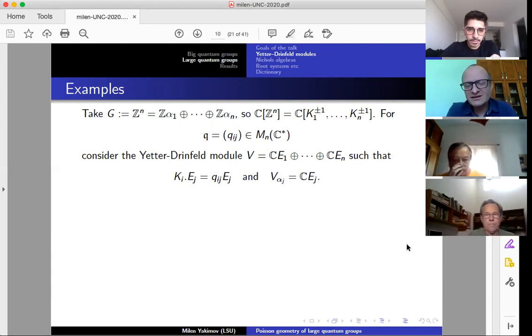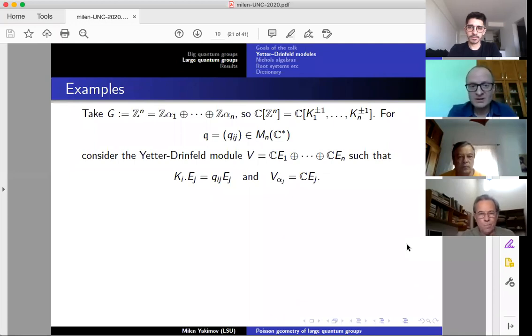So here is this really super easy example, which is at the heart of everything. So G is the free abelian group on n generators. The generators are called alpha 1 through alpha n. And then the group algebra of that free abelian group is nothing but Laurent polynomials in n generators k1 through kn.